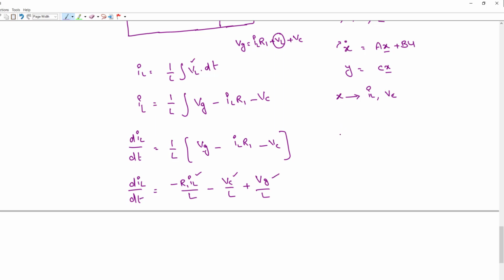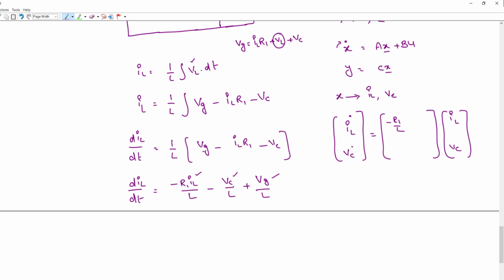Now let us make the equation with IL dot and VC dot. These are the X dot. X dot is equal to A matrix times X, where X are the state variables IL and VC. Observe carefully and relate here. For IL, the coefficient is minus R1 by L, and for VC it is minus 1 by L, plus B times U, where U is the input, Vg here. The entry in B is 1 by L. That is the first row. Now what is the second? We need to find VC dot.